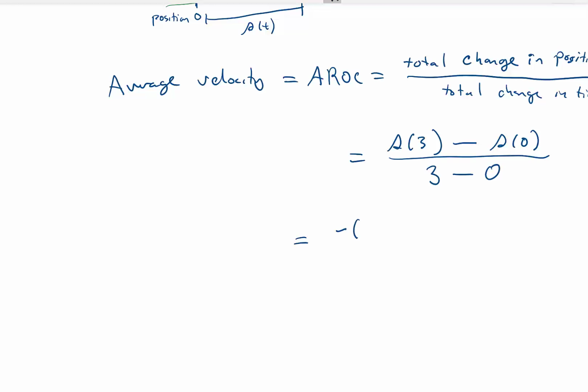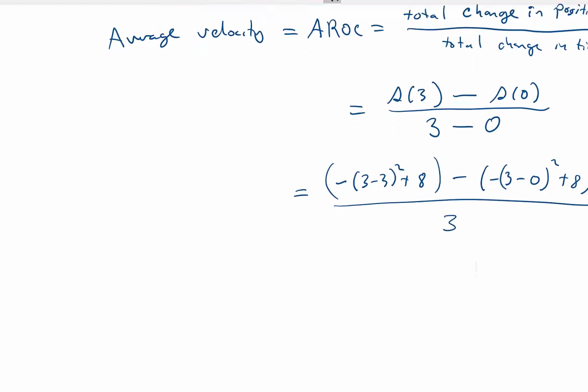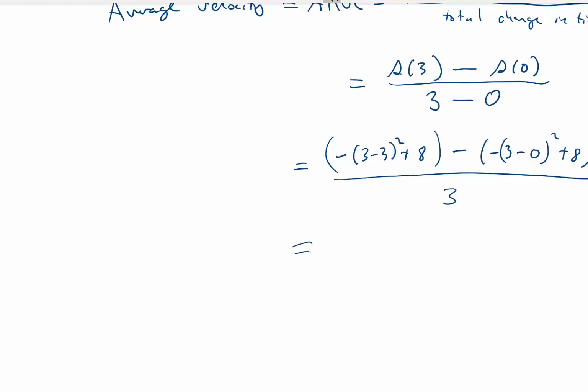So that would be minus 3 minus 3 squared plus 8. That's all s of 3. And then s of 0 is, let's see, like this. And the bottom is just 3. So if we work all that out, we get 8 minus 9 plus 8 will be minus 1 over 3. So that's 9 over 3, which is 3, and that will again be in the units of miles per minute, because the top of the fraction had units of miles, the bottom had units of minutes.